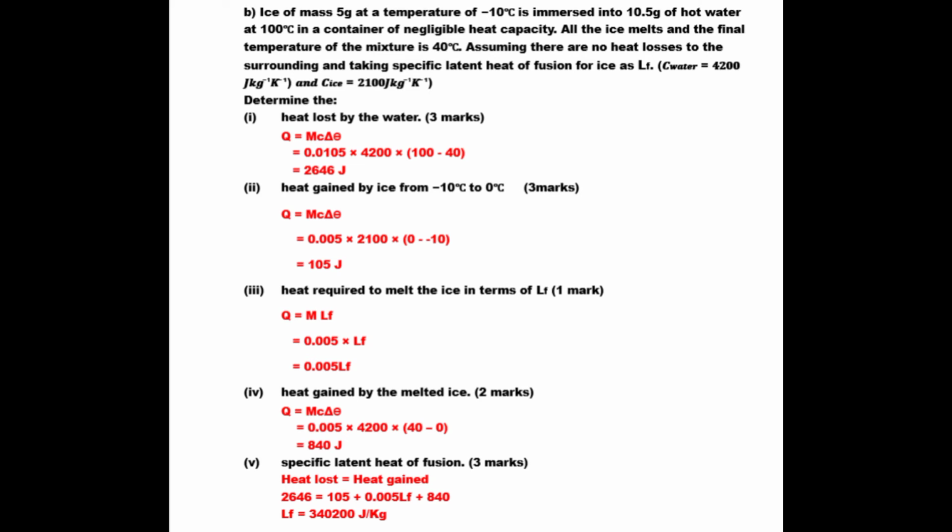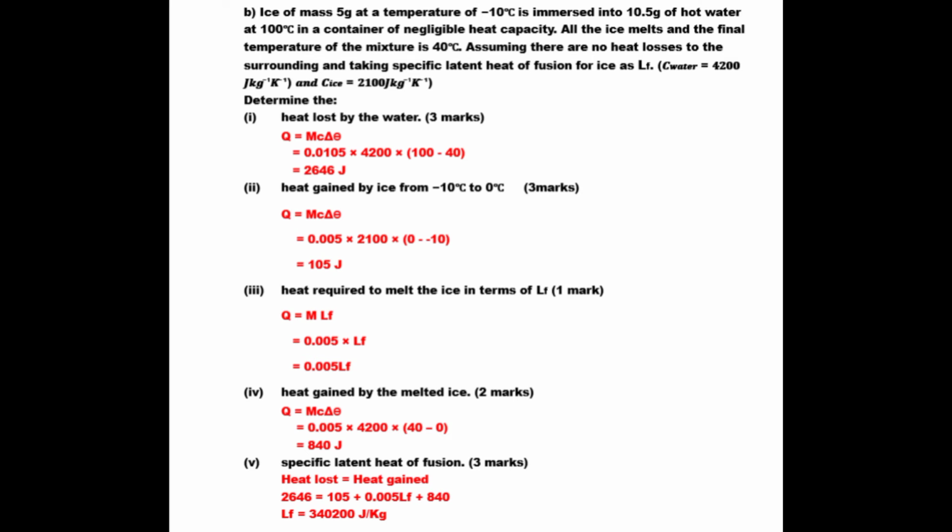We know heat lost by the hot water will be equal to heat gained by ice up to 40 degrees. In other words, heat lost is Roman 1, which is 2646 joule. Heat gained is the heat gained in the 3 stages, that is Roman 2, Roman 3, and Roman 4. So we are adding 105 plus 0.005 LF plus 8400, and when you solve that, you get LF equals latent heat of fusion of water.